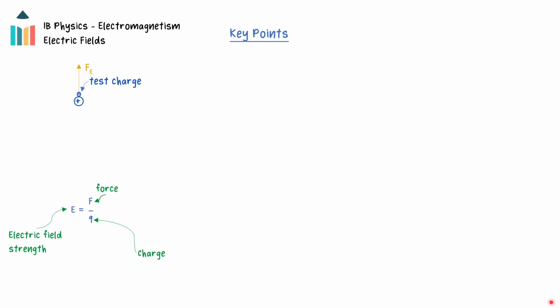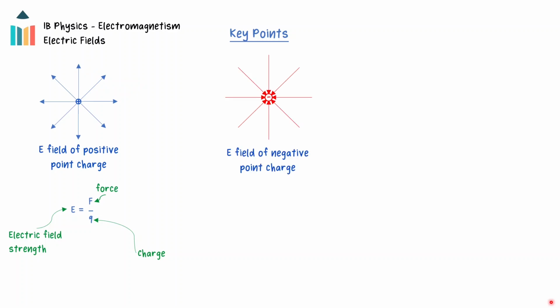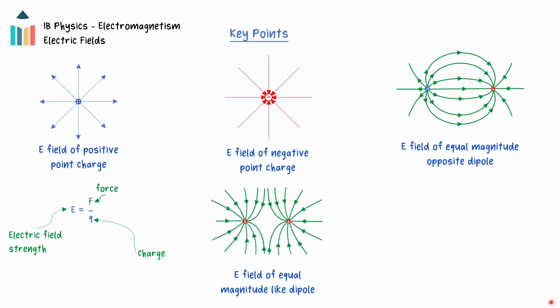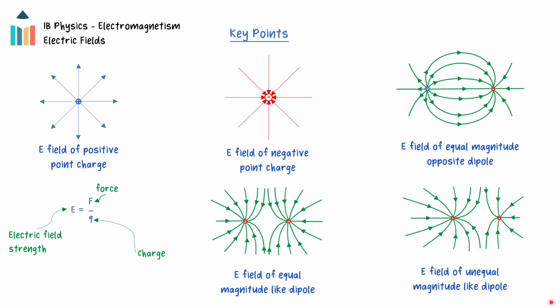Some key fields include the electric fields of point charges, including the positive point charge and the negative point charge, unlike dipoles of equal magnitude, like dipoles of equal magnitude, and like dipoles of unequal magnitude. The electric field strength is a vector quantity and has units of newtons per coulomb.